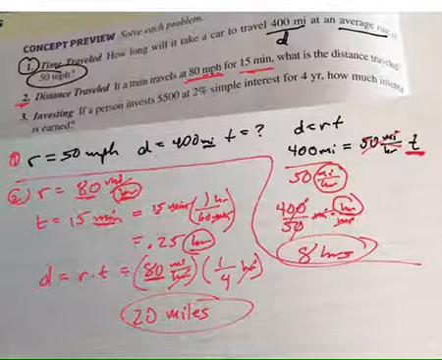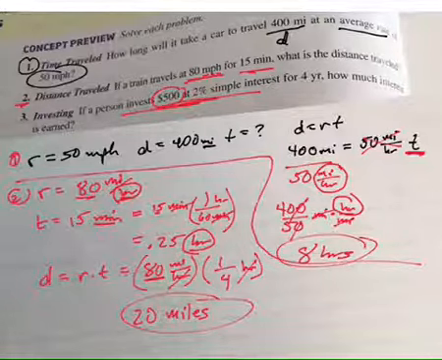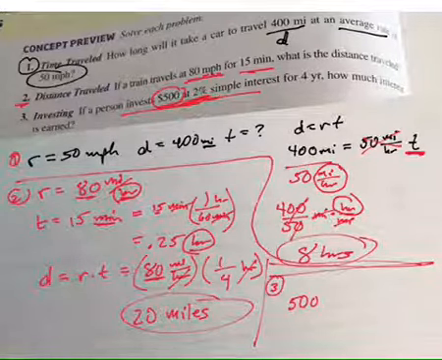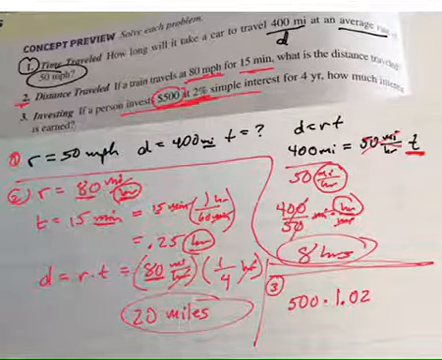Okay. Number 3, investing. Now notice this is not a distance, rate times time. This is an investment question. If a person invests $500 at 2% simple interest for 4 years, how much interest is earned? So this simple interest is just every year you'll get 2%. So 500 is what you're starting with. This is number 3. $500 is what you're starting with, and every year you're increasing by 2%, which means you need to multiply it by 1.02.